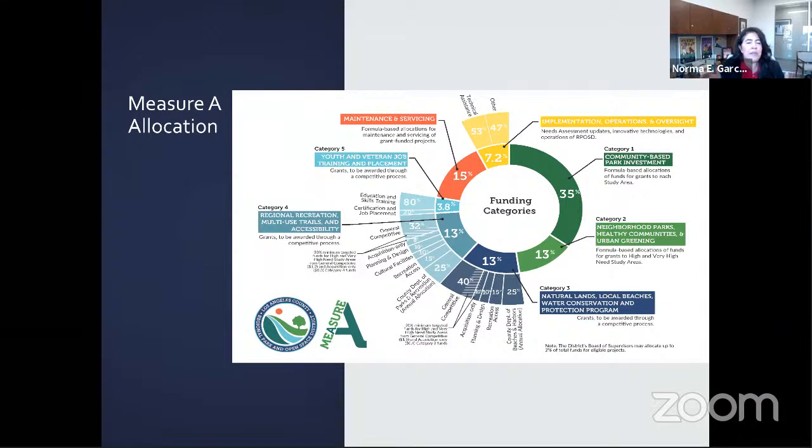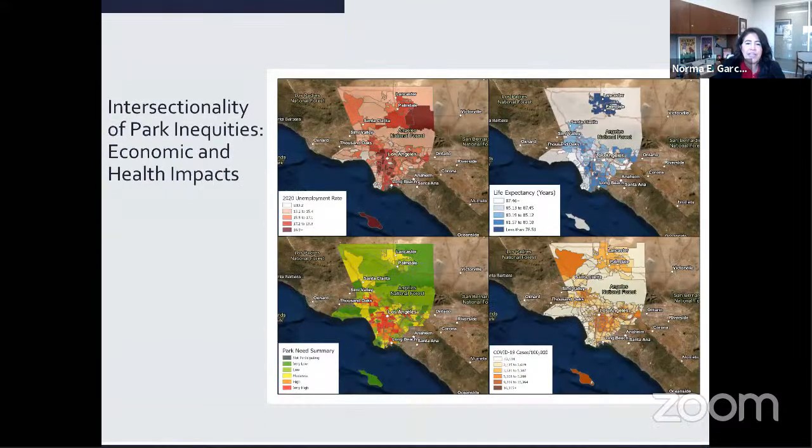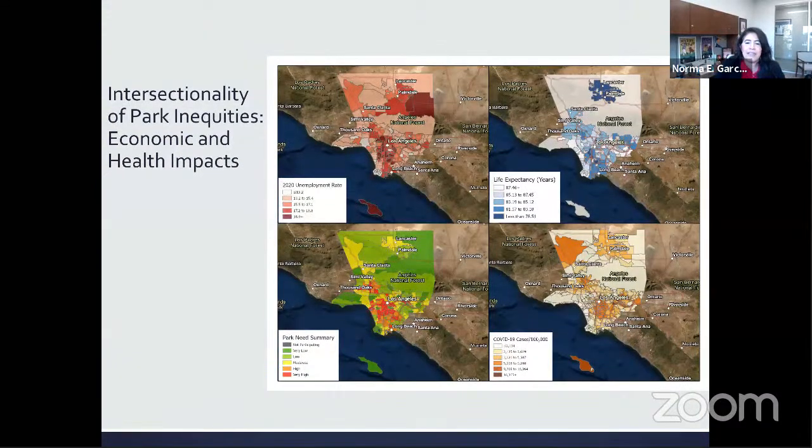And so we've pivoted a little bit, but I think what this has also done, it's helped us to really understand and deepen our understanding that the communities that are impacted by park inequities are also, at this time, suffering from many other inequities. And I call it the triple factor.